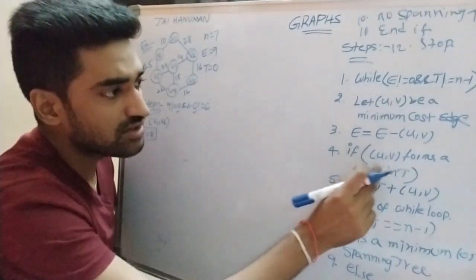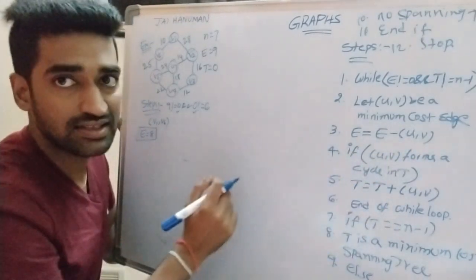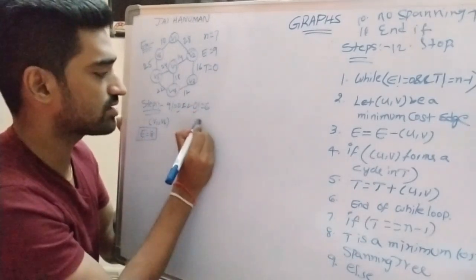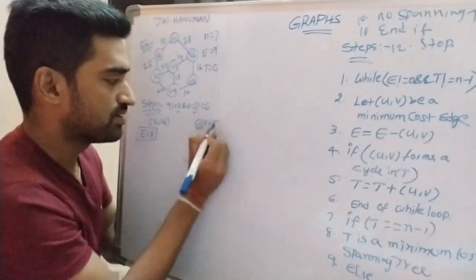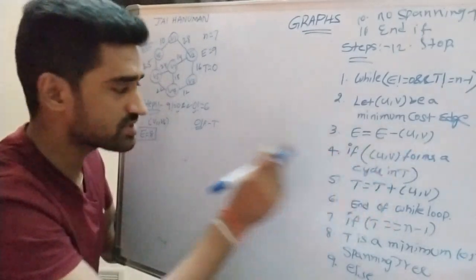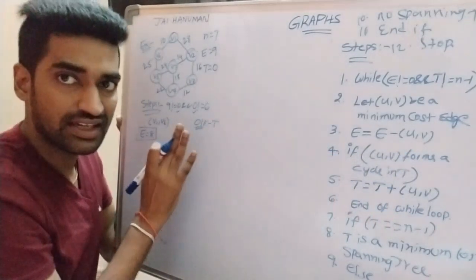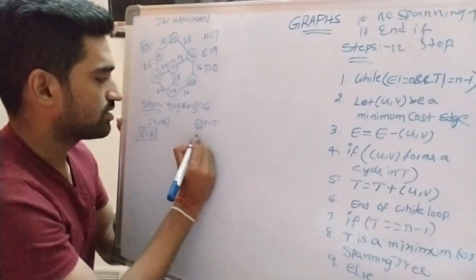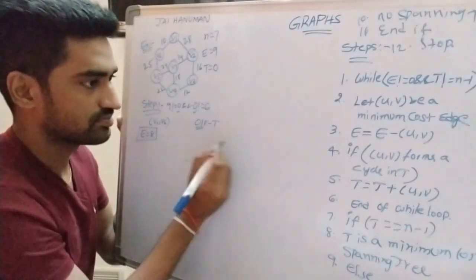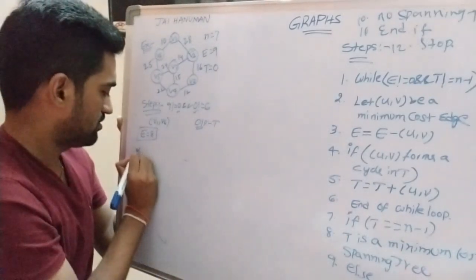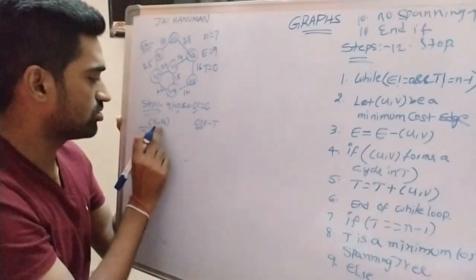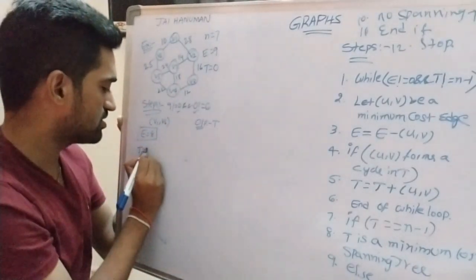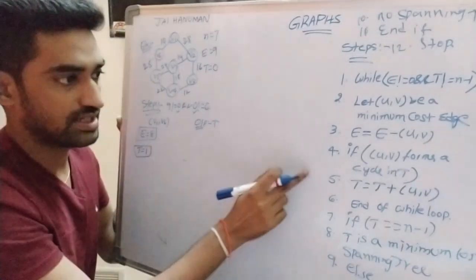Then we are checking one more condition: does (u, v) form a cycle in T? T is empty, so this edge does not form any cycle. The output is represented with T, and T does not contain any edges, so this does not form a cycle. So this condition is true, and the edge is added to the output. Initially the T value is 0, so once this edge is added, 0 plus 1, T is equal to 1.